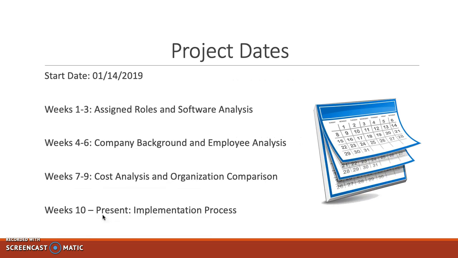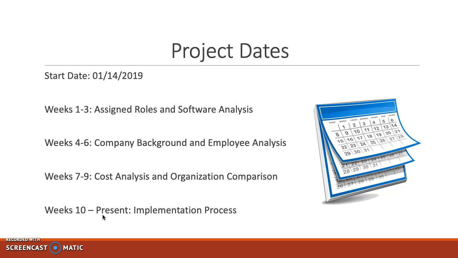When it comes to project planning, it is essential to have dates in place to ensure that everybody is on the same page and that our project is completed in a timely fashion. Below we have a few dates included that cover the key tasks that were listed on the previous slide. To start, we have our start date, which was January 14th, 2019. Below that, we have our weeks between 1 and 3, where we had assigned roles and completed our software analysis.